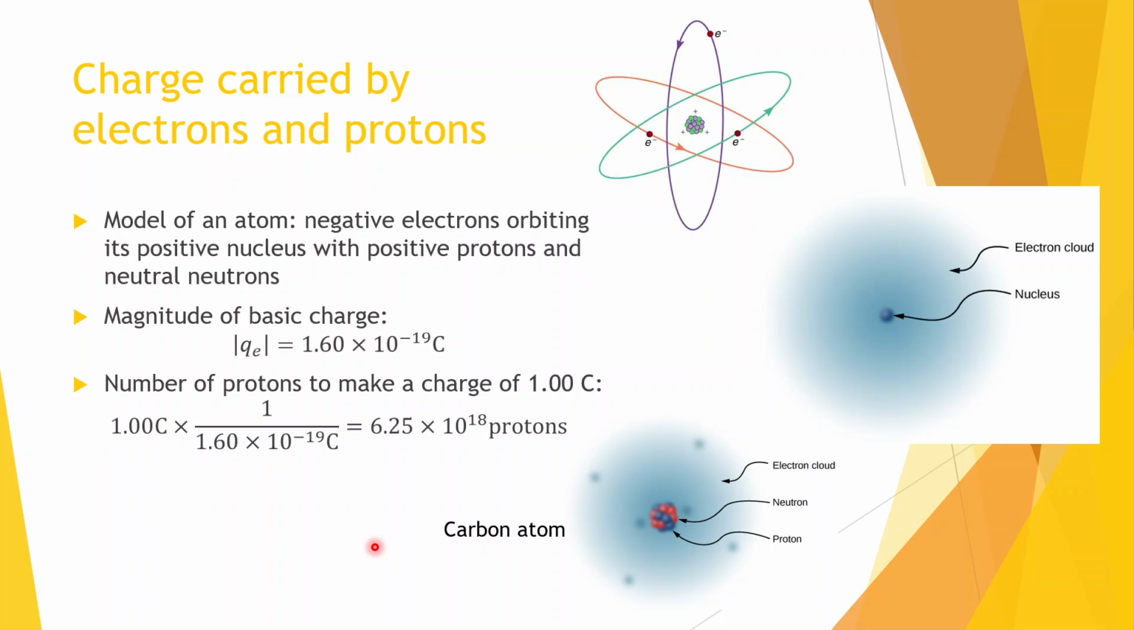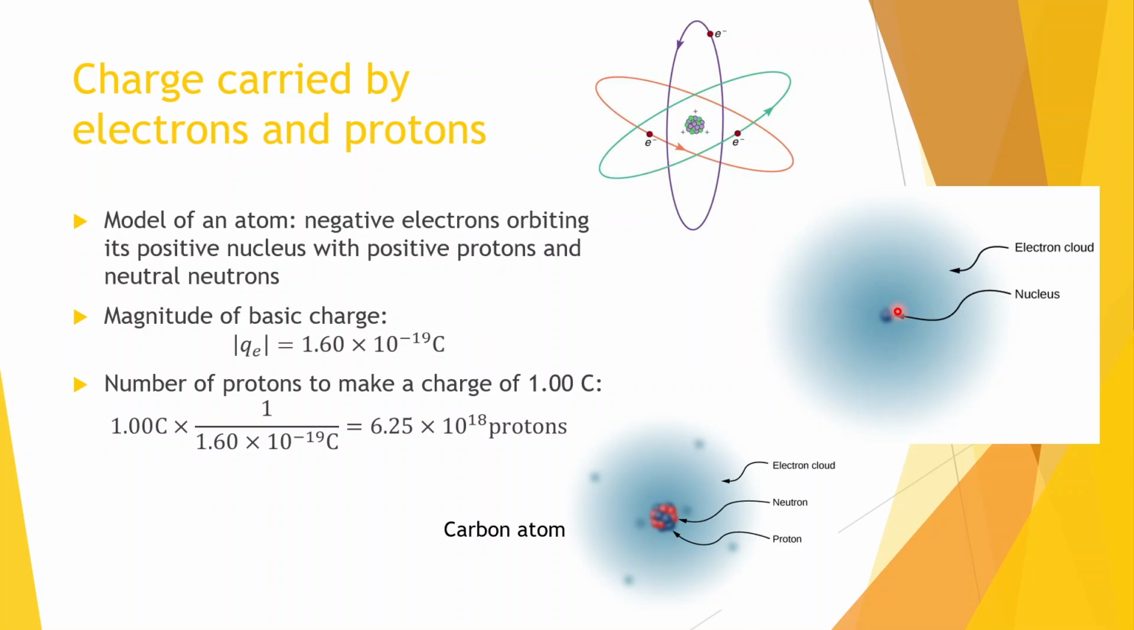Now let's talk about the charge that's carried by electrons and protons. So we have a simple model of an atom. We have negative electrons that orbit an overall positive nucleus that has positive protons and neutral neutrons in it. So this was the base idea of an atom. Of course, now it's evolved a little bit more where we have an electron cloud rather than very specific orbits that it stays in. We used to call them shells, but now they are electron clouds surrounding a nucleus.